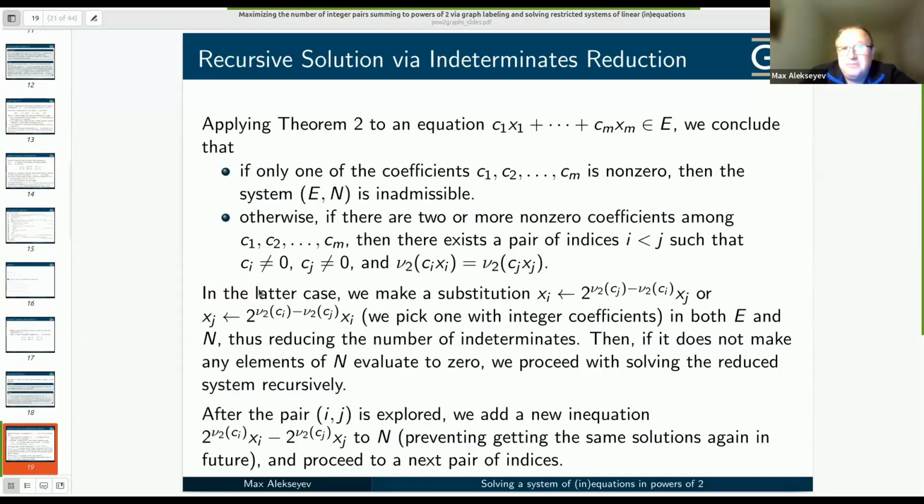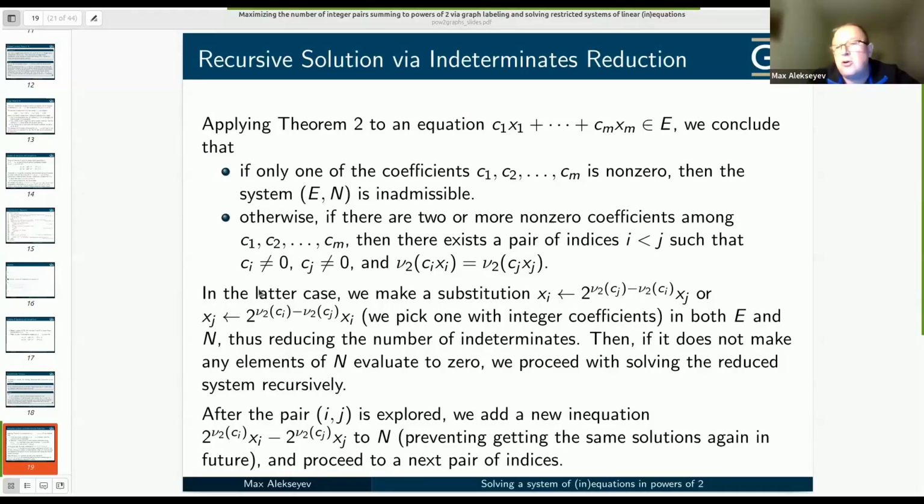Now, how does this theorem help us? Let us consider any equation from our set E. Suppose this equation has the form C1 times x1 plus C2 times x2 and so on plus Cm times xm. It is possible that only one of the coefficients C1 through Cm is non-zero. If only one coefficient is non-zero, then we can immediately claim that our system is not solvable because we will not be able to nullify this particular equation.